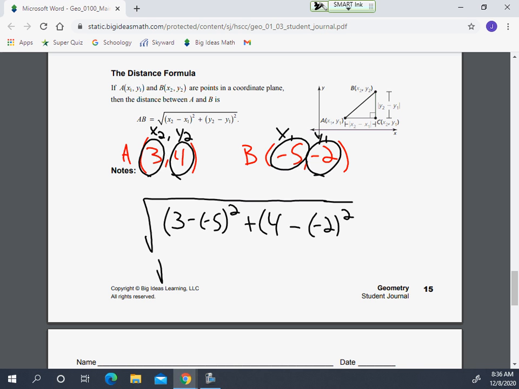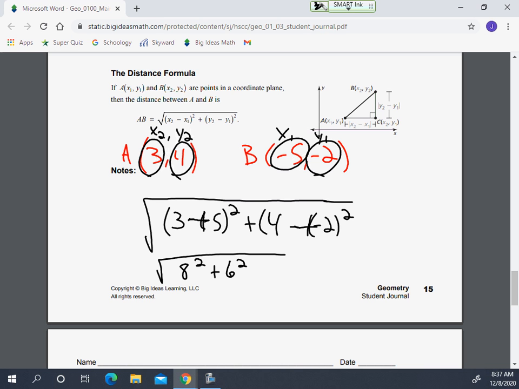Keep our square root. We have 3 minus a negative 5. What's 3 minus negative 5? Well, that's 8, right? Positive 8, because minus a negative, we can turn this into one big positive, and 3 plus 5 is 8. So 8 squared plus 4 minus negative 2. Again, we can turn this into a plus. That's 6. 6 squared.